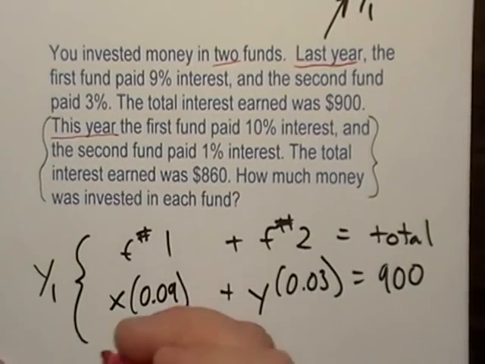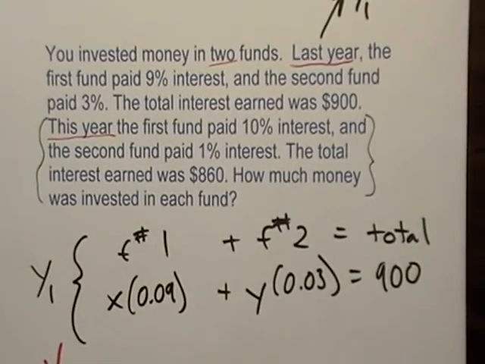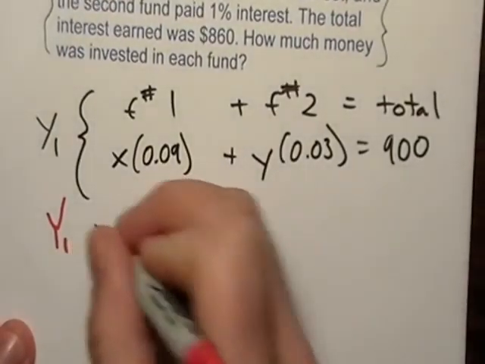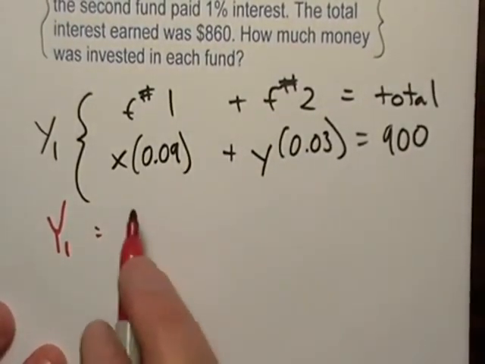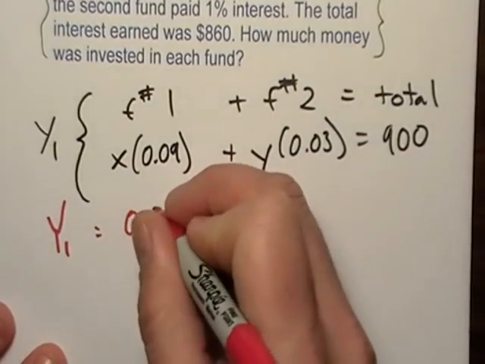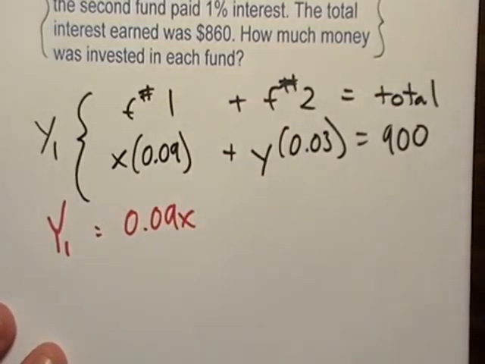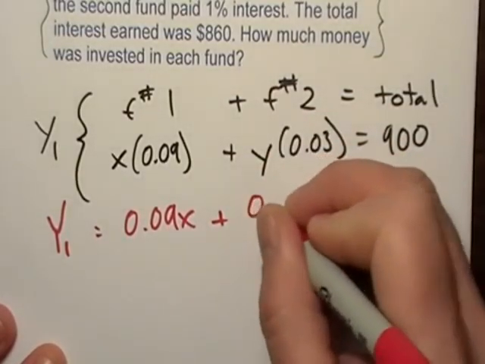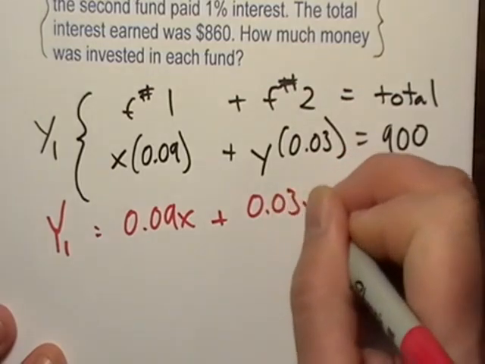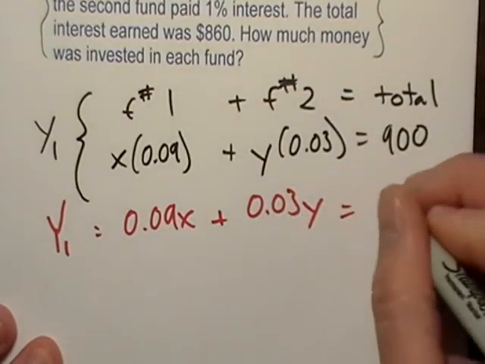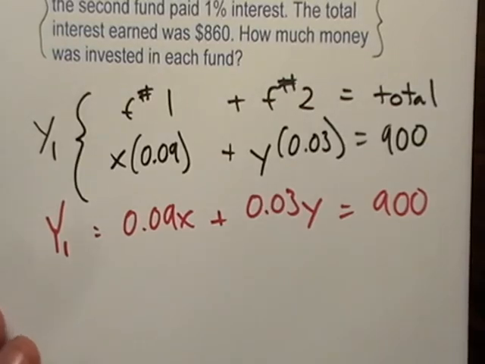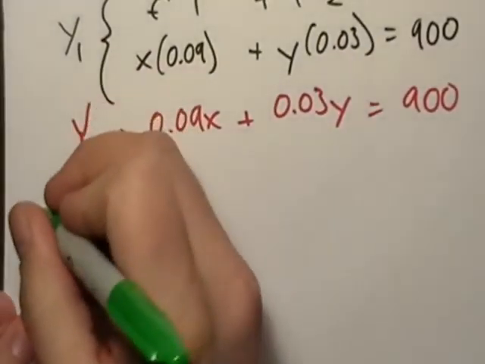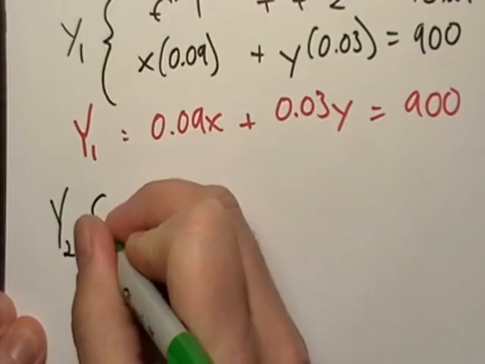Let's just go ahead and do year one again, and that's going to be I invested X dollars at 9% in Fund 1 plus Y dollars in Fund 2 at 3%, and that came to 900. Okay? So that is that portion of the problem. Now let's go to year 2.